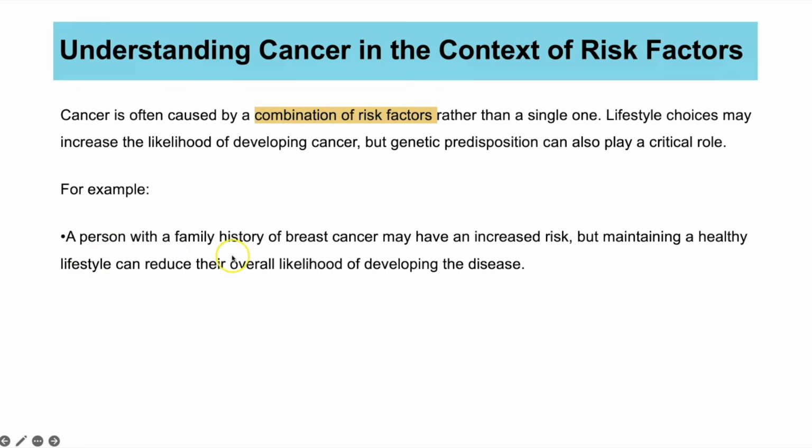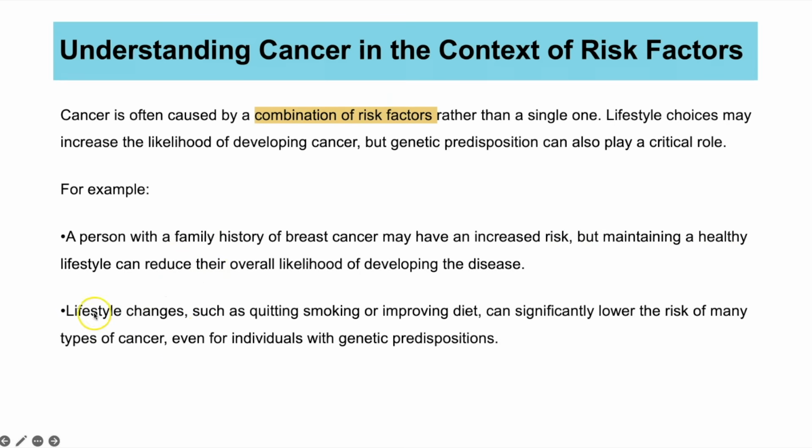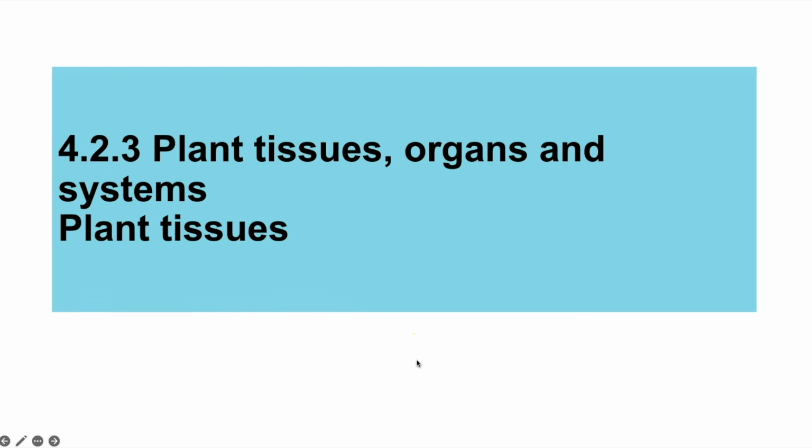So for example, a person with a family history of breast cancer might have an increased risk of developing breast cancer because of their genetics, but if they maintain a healthy lifestyle, that helps to lower their overall risk. So lifestyle changes such as quitting smoking or improving diet can significantly lower the risk of many types of cancers, even if you had genetics that put you at higher risk.